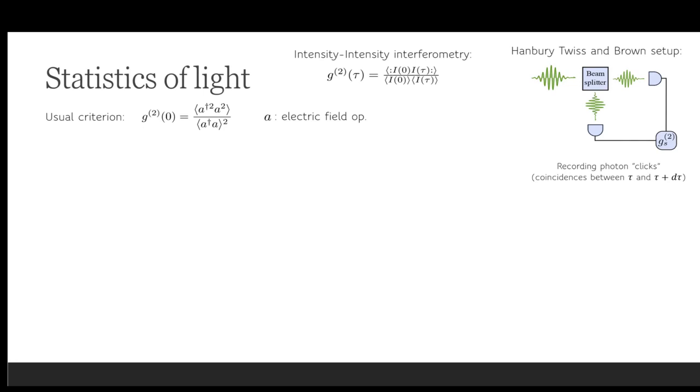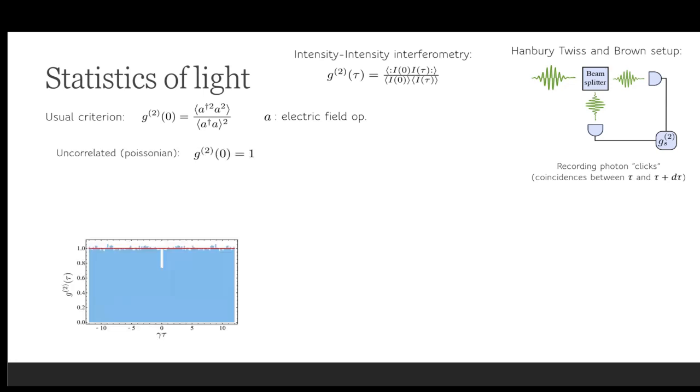The usual criterion is to take just the coincidences at the same time, and we usually use this G2 at 0 to classify the light. The first possible value is to have uncorrelated light, so the G2 is equal to 1. This is, for example, the case of the coherent emission coming from a laser, in which the photons come to the detectors uncorrelated to the rest.